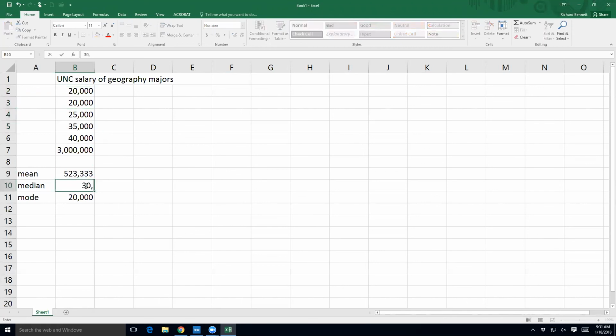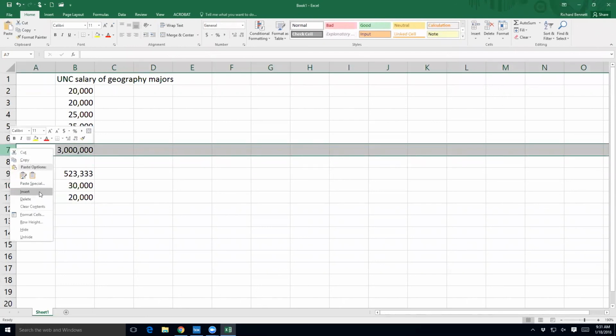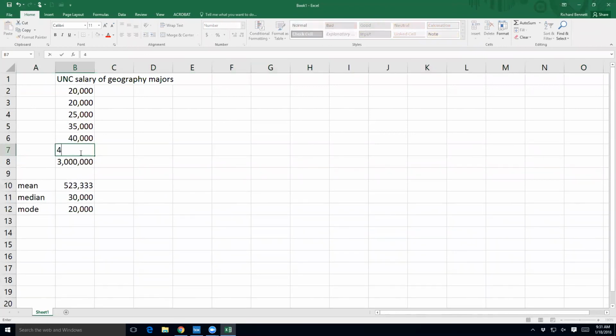So this changes a little bit based on whether you have an odd or an even number, and so the mean of those 2 values would be 30,000, which means half of the students make less than 30,000, half of them make more than 30,000. So you have to adjust a little bit depending on whether you have an odd or an even number of data points. Now the mode is going to remain unchanged. We still have 20,000 there.